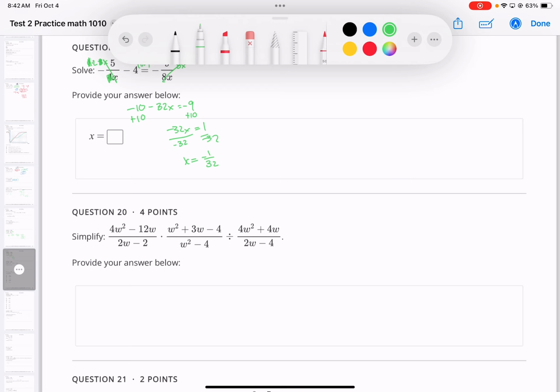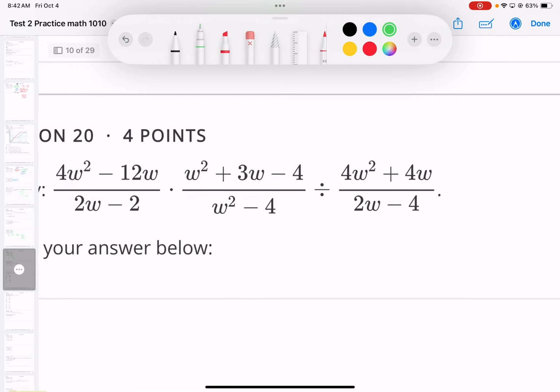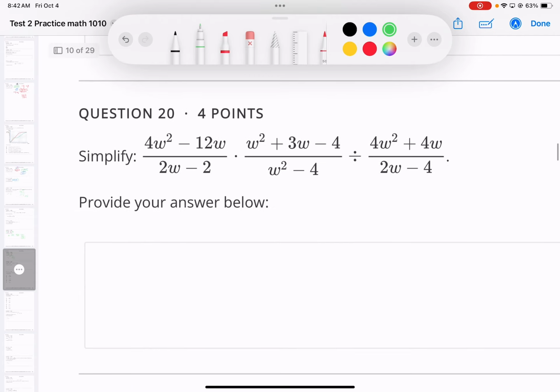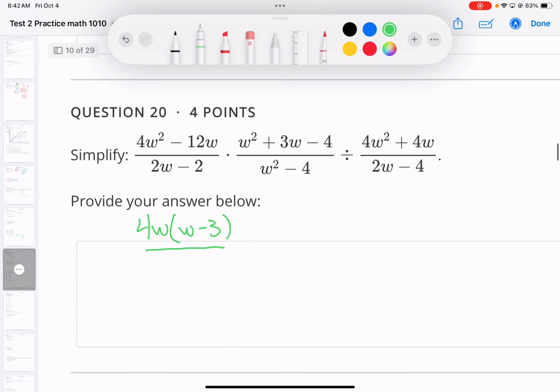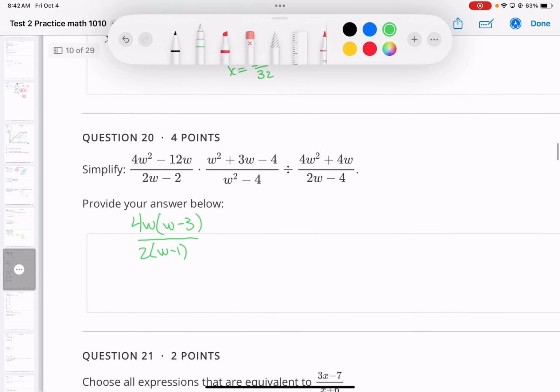What is that? This is not as scary as it looks. Multiply and make it. You just simplify it. So what are we going to do with that last one? Flip it. We're literally just flipping it. Okay? We do want to factor as we go. So let's start doing that. So I can factor out a 4W. So that's going to leave me with a W minus 3. And then here on the bottom, I can factor out a 2, so I'm going to go W minus 1. We do have to do the X method here.